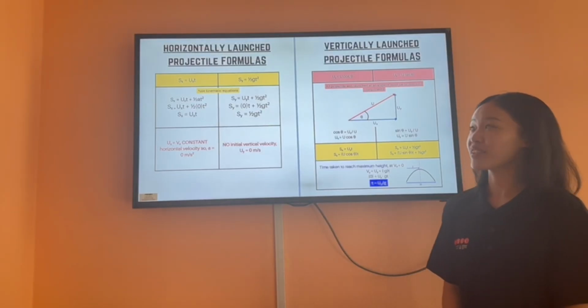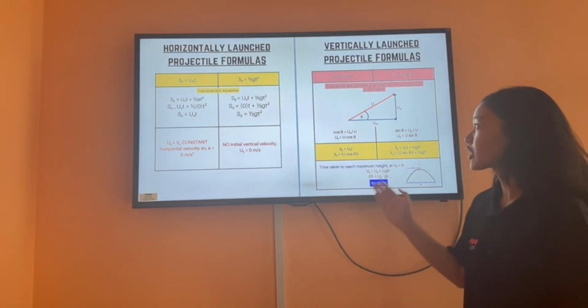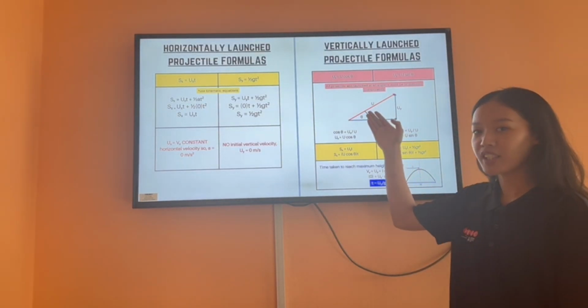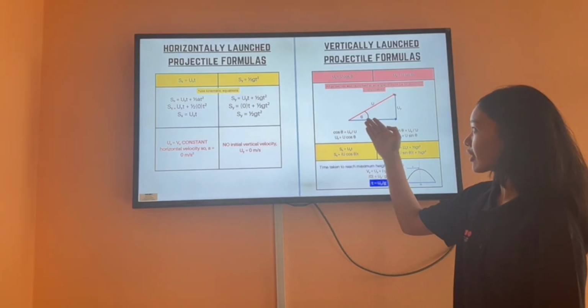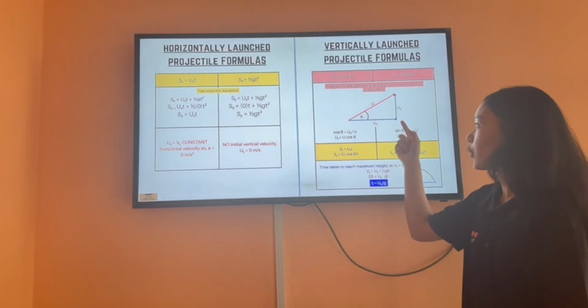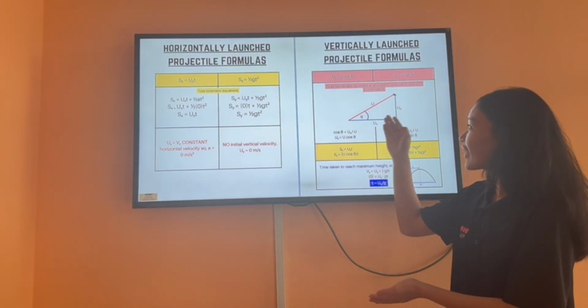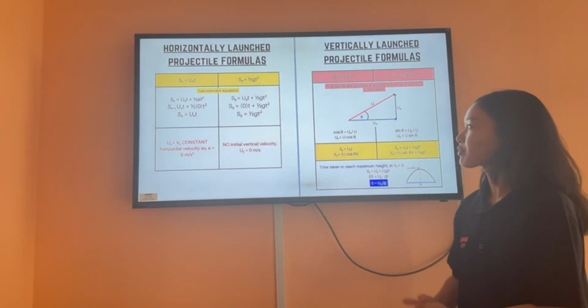Next, we'll look at the formulas for vertically launched projectiles. If a projectile is launched with initial velocity u at an angle theta, it must be broken into its horizontal and vertical components first. So, it will look like a right angle triangle like this.